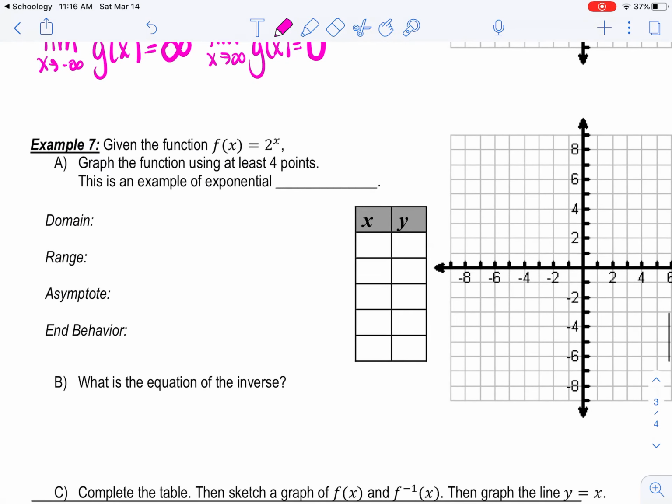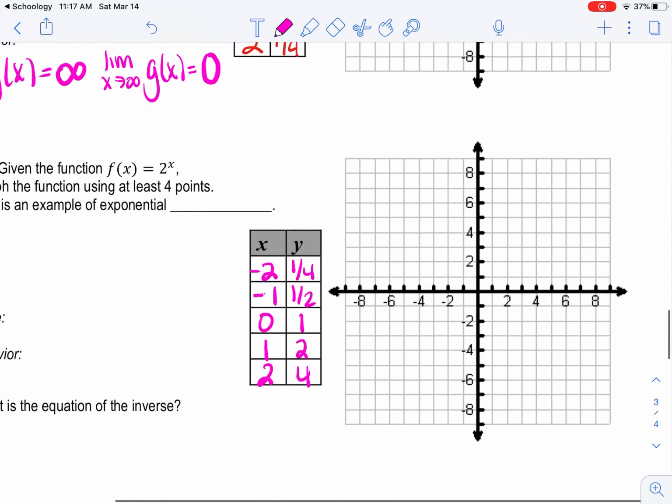Okay, last is growth. I obviously gave that away, but it's a base of 2 versus a base of 1/2. Go ahead and fill in your table on your own here. You can do -2, -1, 0, 1, and 2 again. So pause the video and fill that in. All right, you should have gotten 1/4, 1/2, 1, 2, 4.